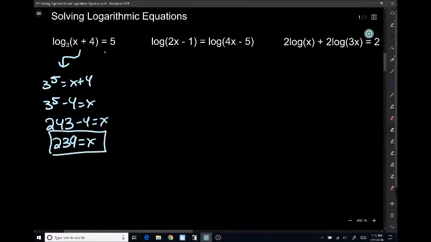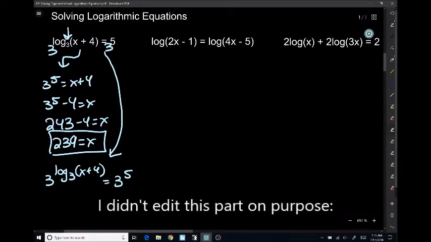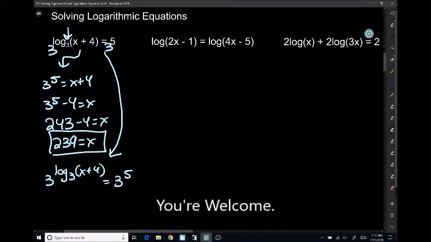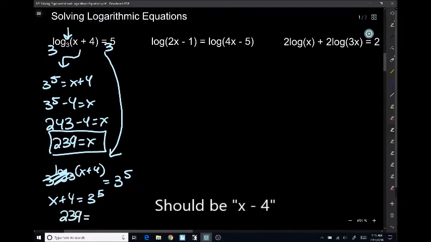The other way to do it besides converting is to do what's called exponentiating. So I take the initial problem and I take this base and I do both sides 3 to the log base 3 of x plus 4 equals 3 to the 5th. I exponentiate both sides, meaning I make these powers with this base. I basically just do this to both sides. And then, excuse me, the property here is these two things can cancel each other. So you get x plus 4 equals 3 to the 5th, and that's going to get you 239. That trick of exponentiating both sides is the method that works in every case.